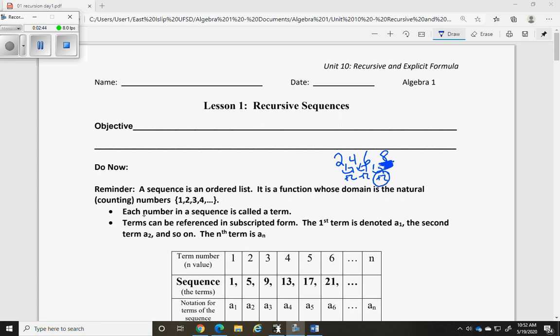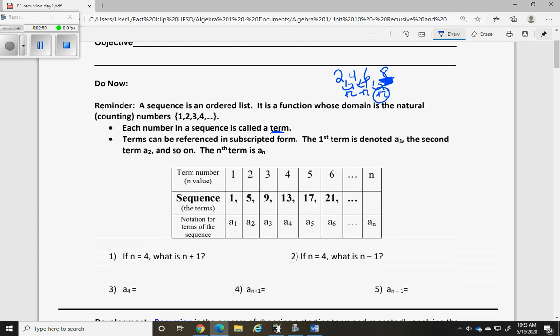So remember that each number in a sequence is called a term, and terms can be referred to in subscripted form. Remember that a sub 1, a sub 2, a sub 3, and so on. So the first term is a 1, the second term is a 5, the third term is a 9, and hopefully you're already deciding what's happening. Can you see that we are adding on 4 each time? So if I add on another 4, I'd find the next number in the sequence.